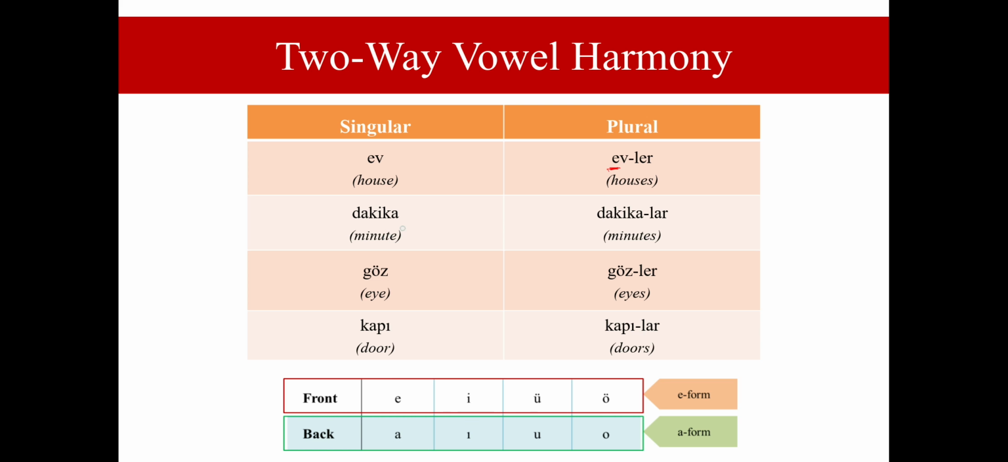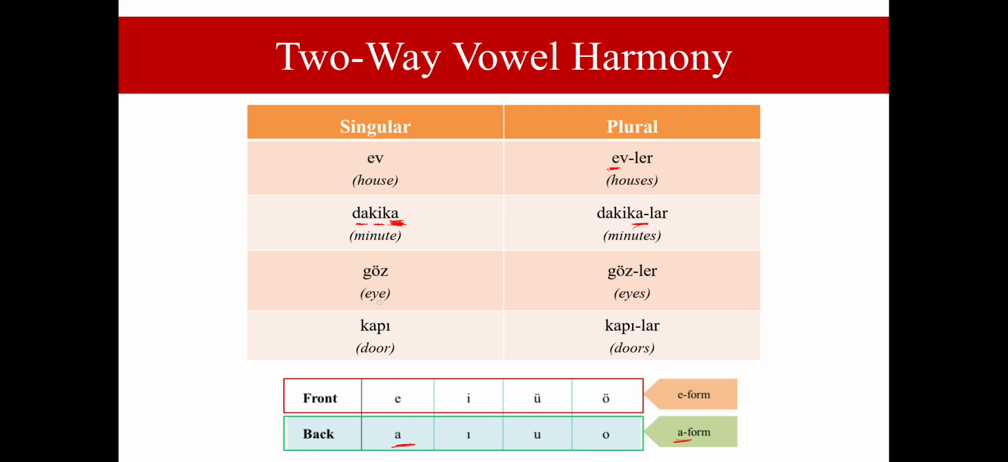Dakika, minute. The last vowel is this one. Now this word is an interesting word because it has 3 vowels actually. It has A, İ and A again. But for the rules of vowel harmony, we only need to look at the vowel of the very last syllable, the very last vowel of the word. So that is A. Dakika, dakikalar. Why? Because A is one of the back vowels, so we use the A form of the suffix. So dakika, dakikalar.